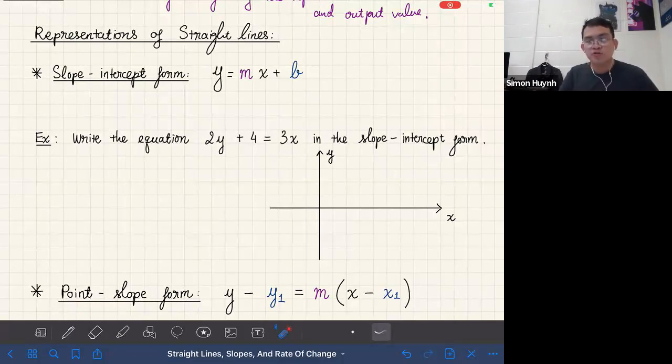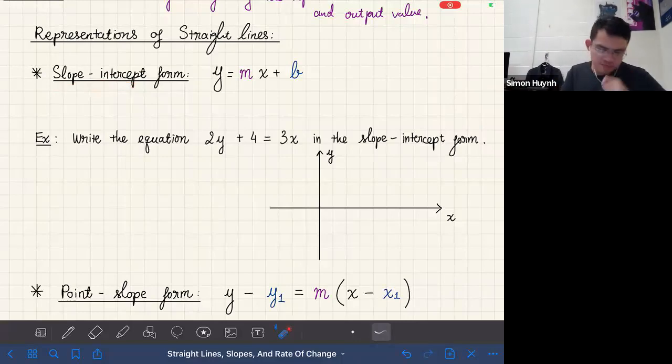In the textbook, we also mentioned the standard form, but for the purpose of this course, we are not going to emphasize it at the moment. Just slope-intercept and point slope form of the linear equation. So let's start with slope-intercept.